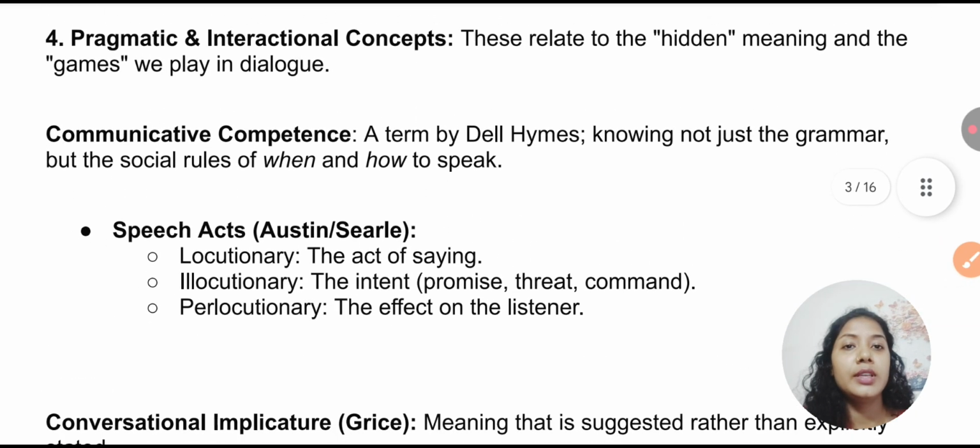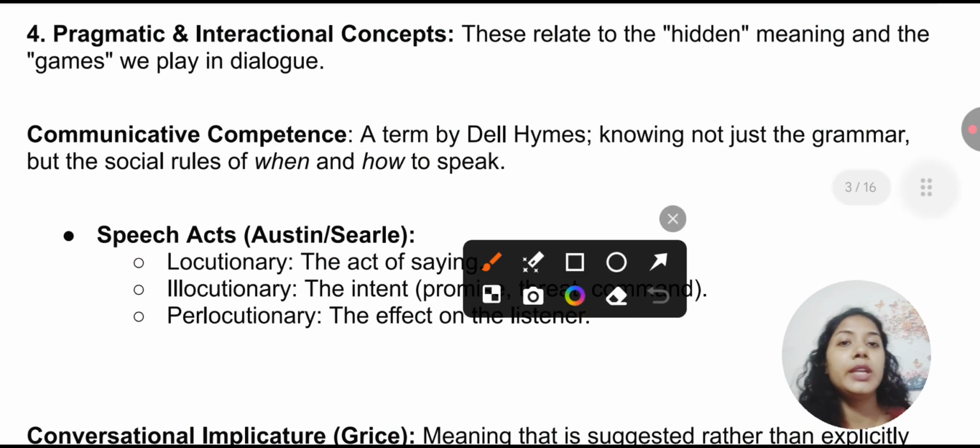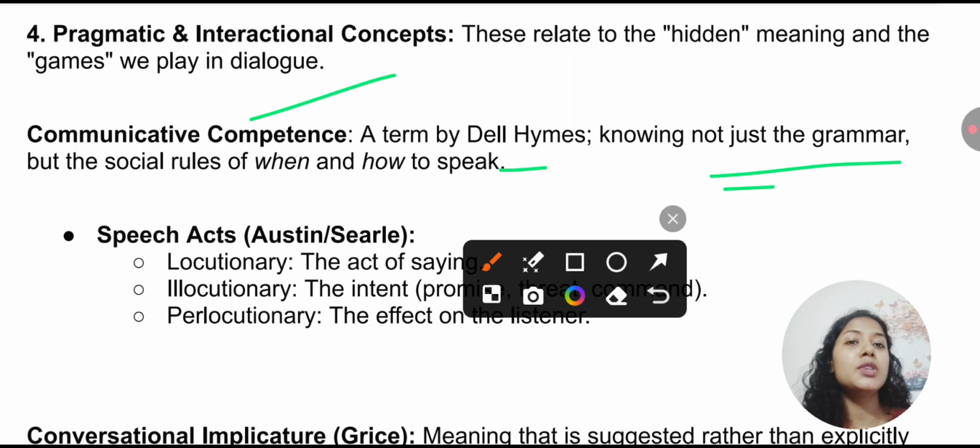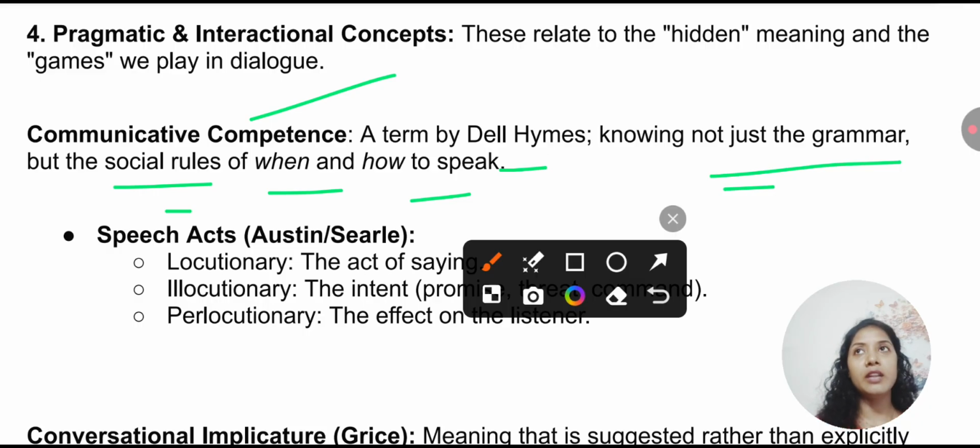Pragmatic and interactional is there, but one of the most important I would like to tell you is communicative competence. Communicative competence is a term given by Dell Hymes, who noted that it is not just the grammar but the social rules of when and how to speak. While having a conversation, we not only follow grammatical structure, but we speak as per people's perception, as per society, as per the social rules. For example, while talking with elders, how we should speak and behave, in a very formal, polite, respectful manner, or if we are having a conversation with our friends, then we talk randomly, anything.